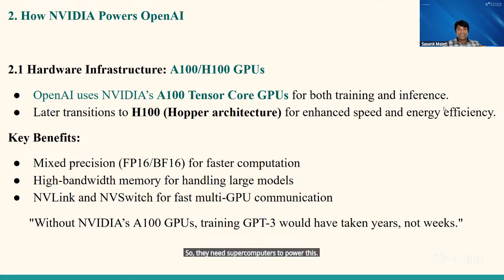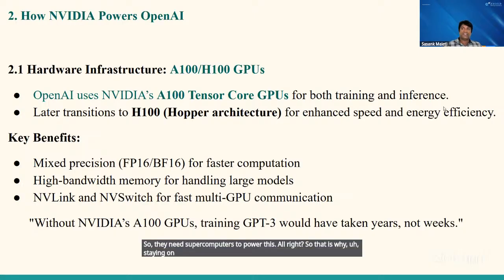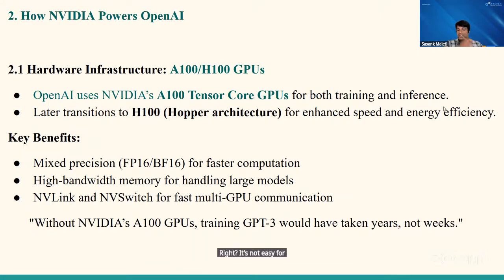That is why staying on one architecture, moving from one architecture to the other, for the company who is building it, it is fine. But the problem comes for companies like OpenAI. It's not easy for them to just shift like that.